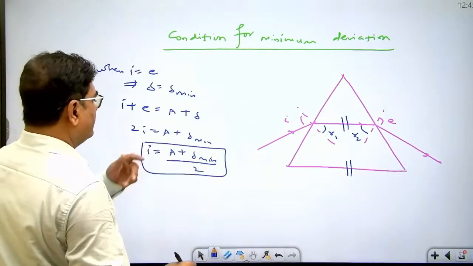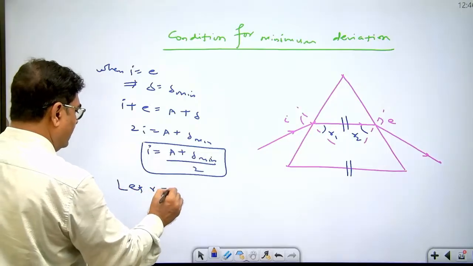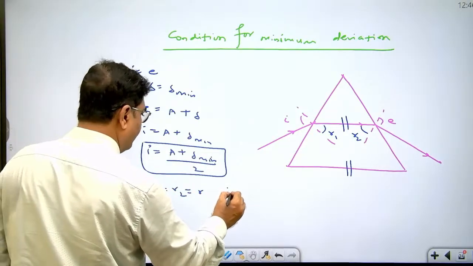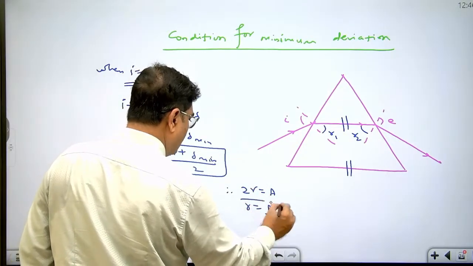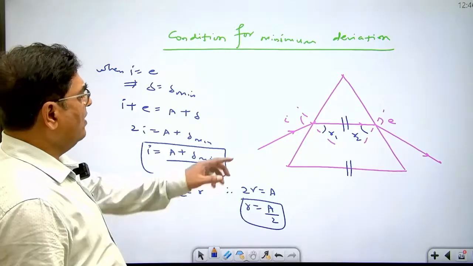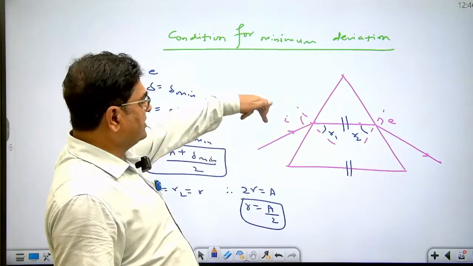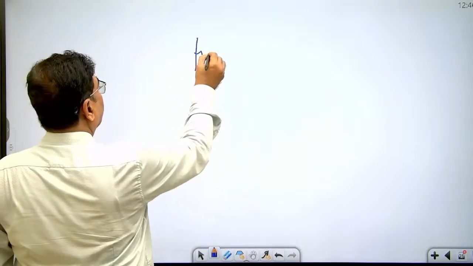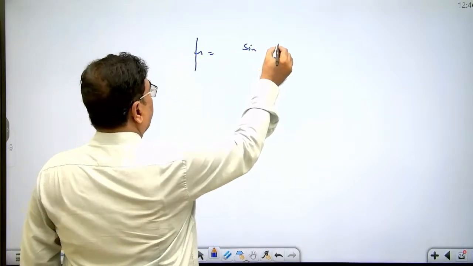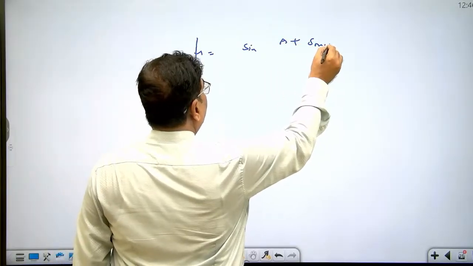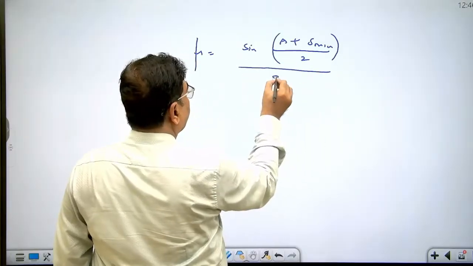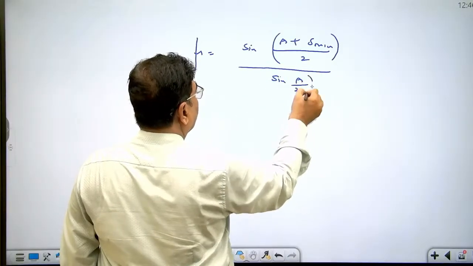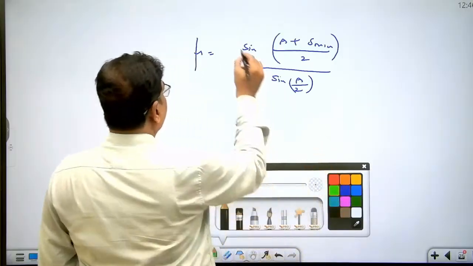And what is the equation for R? Let R1 equal R2 equal R. So 2R equals A, so R equals A by 2. So dear student, when we applied Snell's law here, we found 1 into sin I equals mu into sin R1. That will give us mu equals sin of (A plus delta minimum upon 2) divided by sin A by 2.